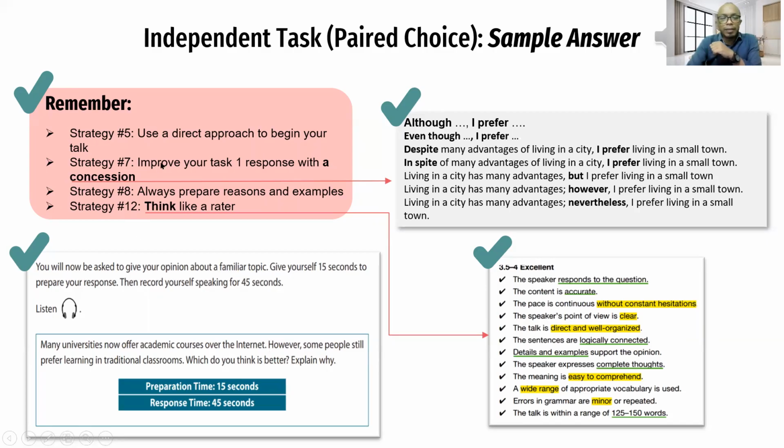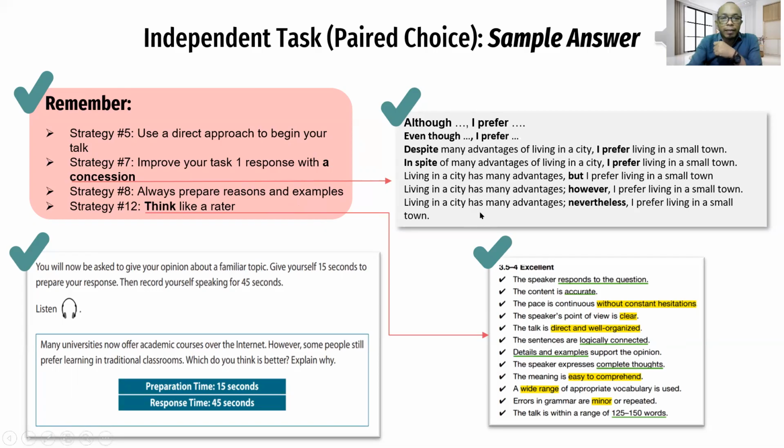And then the next strategy, improve your task one response with a concession. Remember, by using a concession in the beginning of your response, you are giving a good impression to the raters, showing an example of a high level response. And then always prepare reasons and examples. Reasons and examples will make sure that you can use all of the 45 seconds to provide a spoken response that is long enough for the raters to assess.